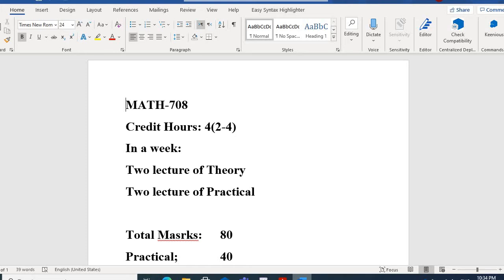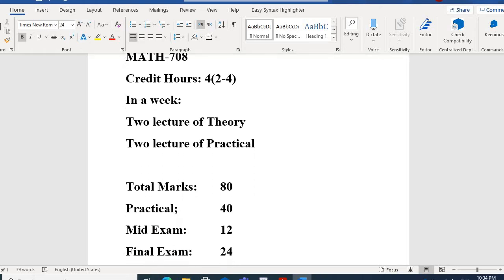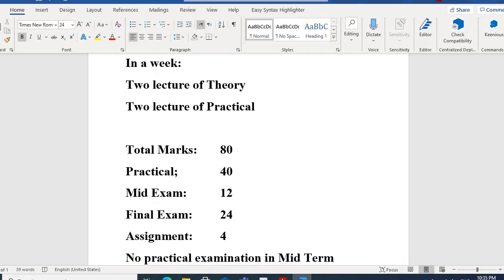Total marks of this course are 80, and marks for practicals are 40. The distribution of all these marks is given here.